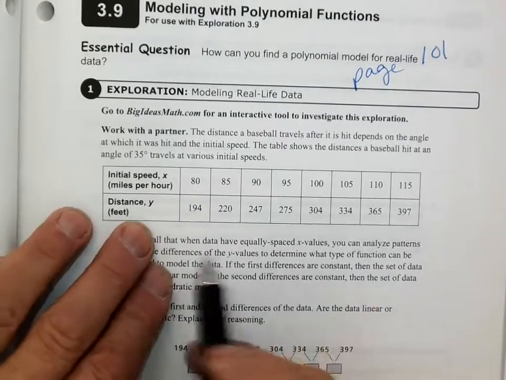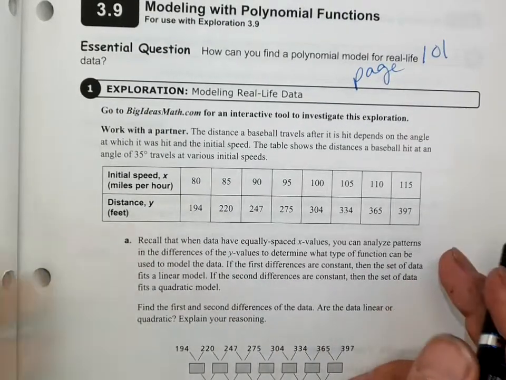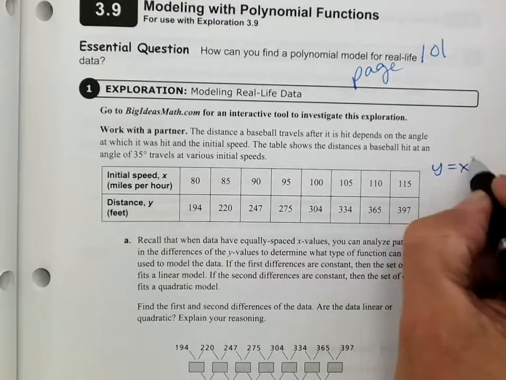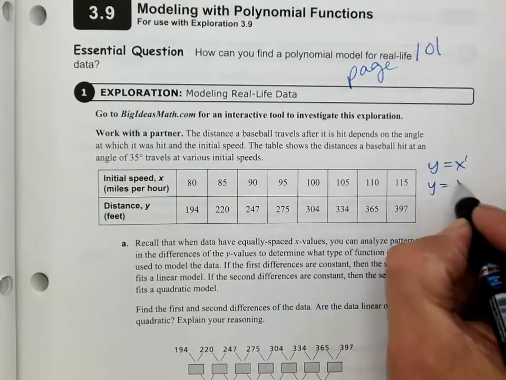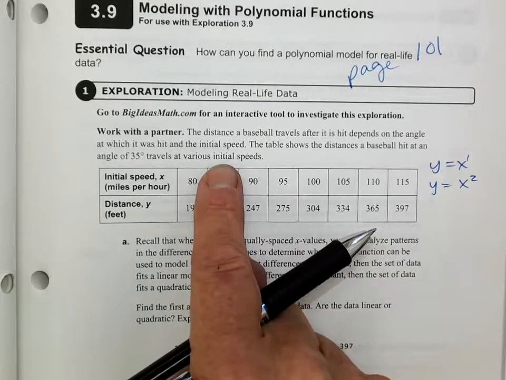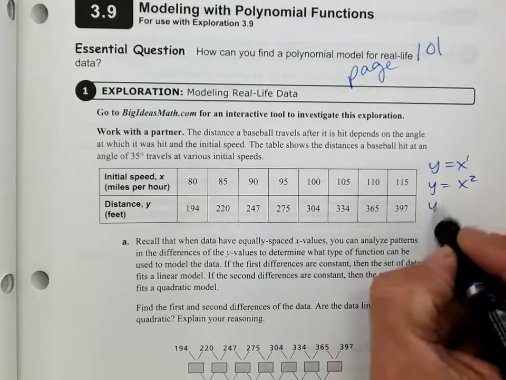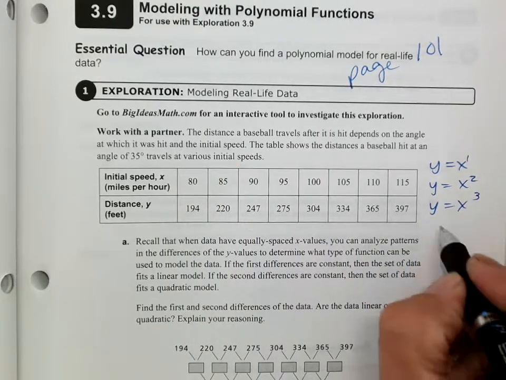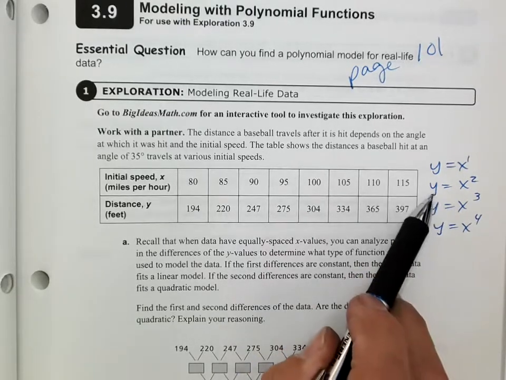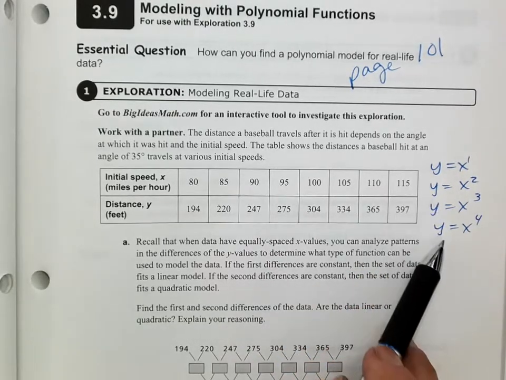If I'm going to figure out which one, it's either going to be linear, y equals x to the 1, or quadratic, which I think it probably is because it's talking about a baseball being hit in the air. It could even be y equals x cubed. It could be y equals x to the 4th. It could be linear, quadratic, cubic, or quartic.